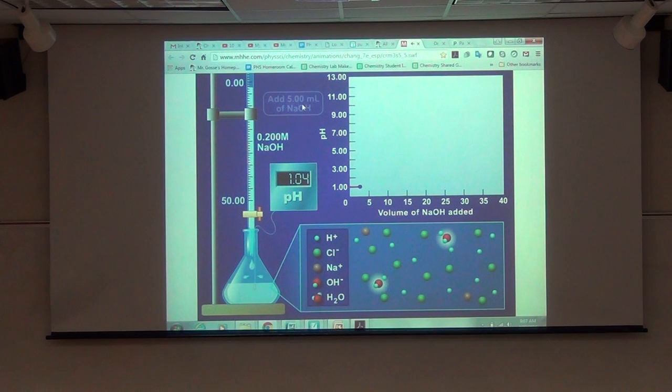Note that hydrogen ions, H+, from the acid, combine with hydroxide ions, OH-, from the base, to produce water. Also note that as H+ is removed from solution, the pH of the solution increases. Click to add more sodium hydroxide.